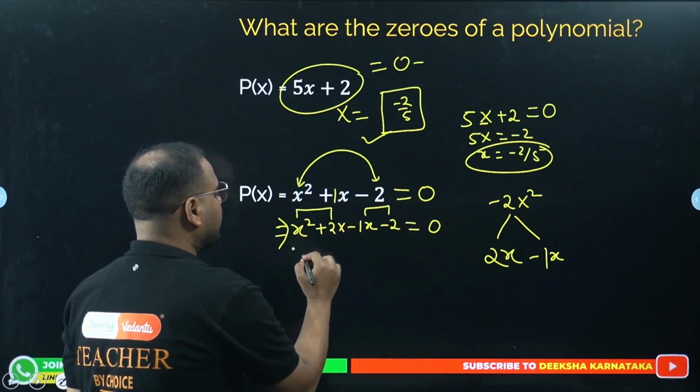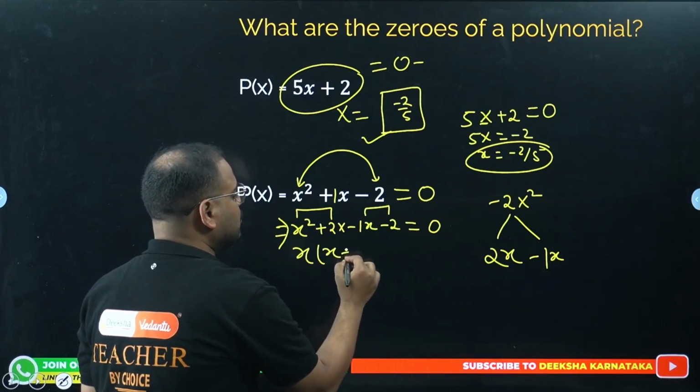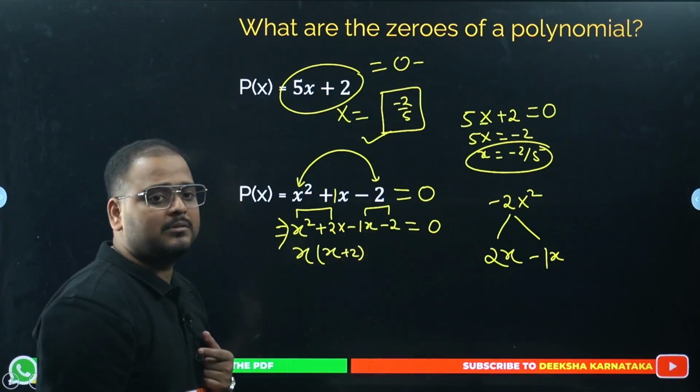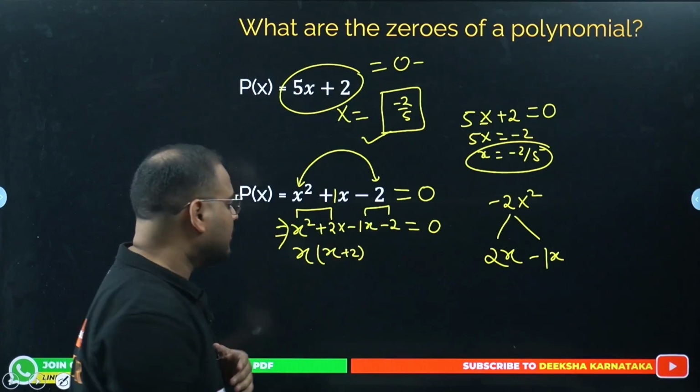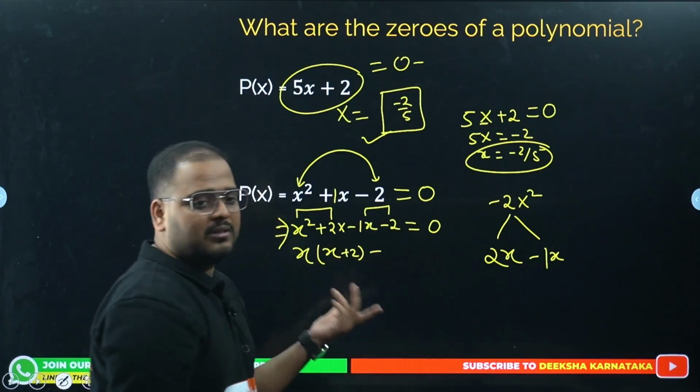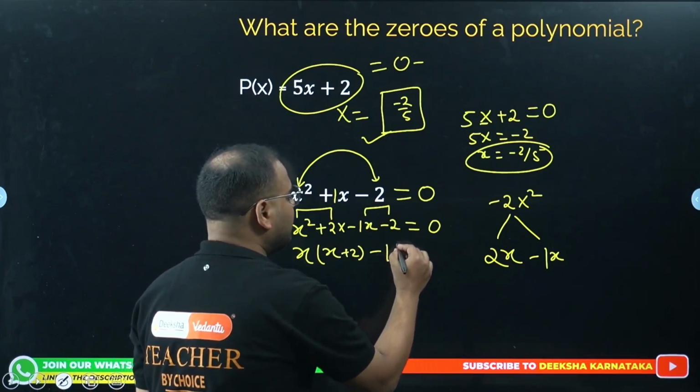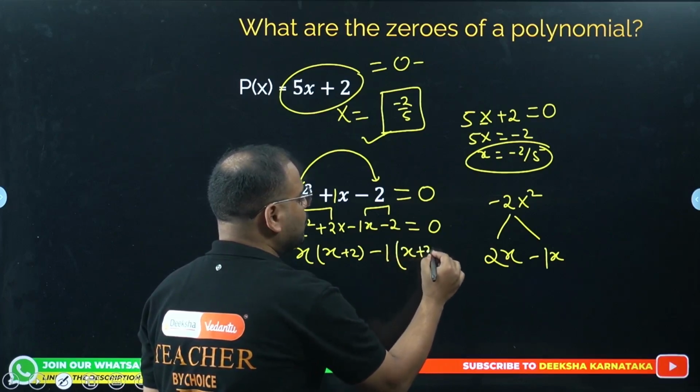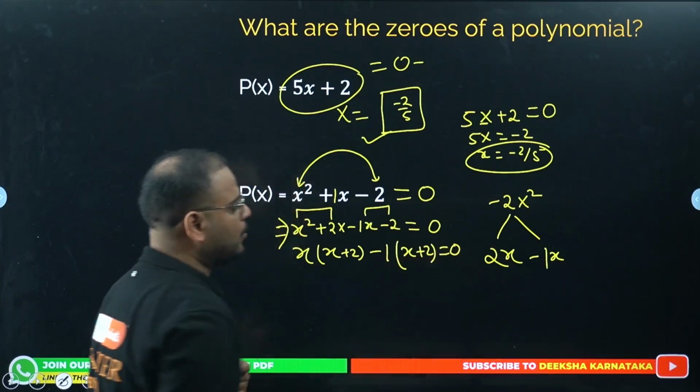What's common in the first one? X is common. So x plus 2. Second one, what is the common? Just the negative sign, right? So take the negative sign common. Nothing is there, 1 remains. x plus 2 equals to 0. Okay.